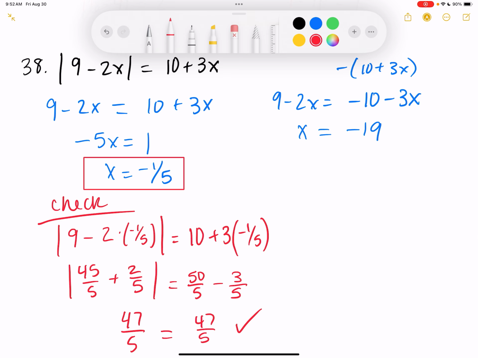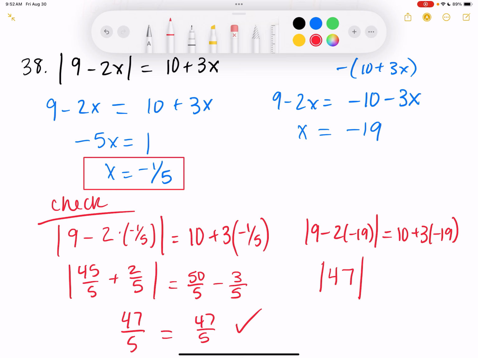Negative 19, plug that in, I get 9 minus 2 times negative 19, and the absolute value is equal to 10 plus 3 times negative 19. So what do I get inside the absolute value? 47? That's what I want.